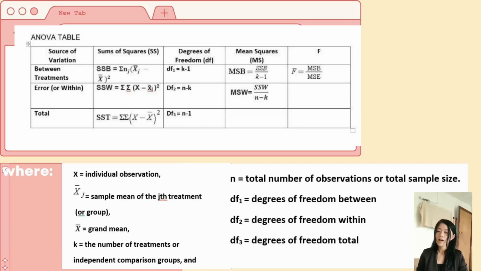The formula is computed by summing the squared differences between each treatment or group mean and the overall mean. The squared differences are weighted by the sample sizes per group, or nj. The error sums of squares is the formula below.